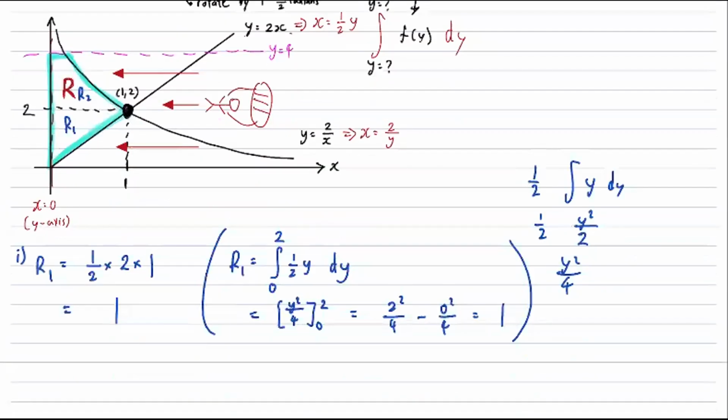So how to find R2? I integrate 2 over y. Then it's 2 over y dy, from 2 to 4. Okay, 2 to 4. Correct, good. Carry on.